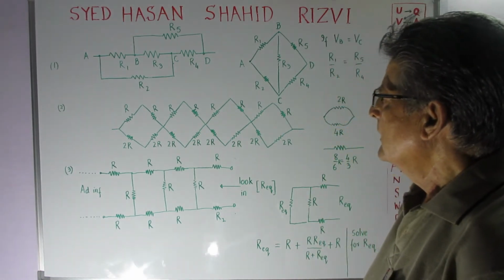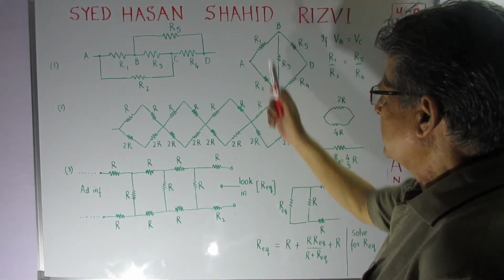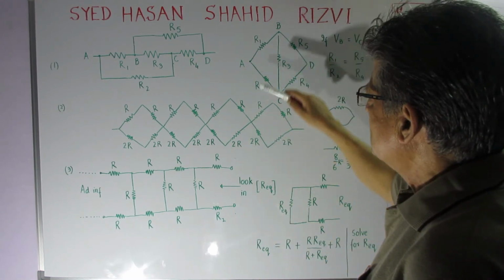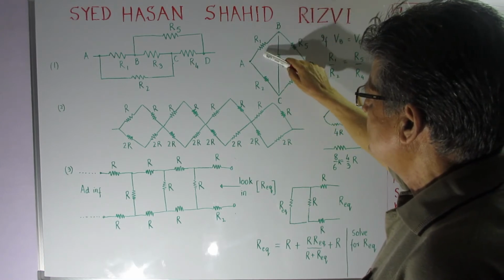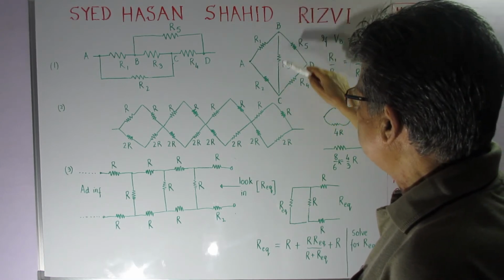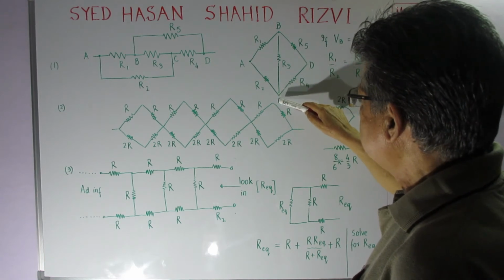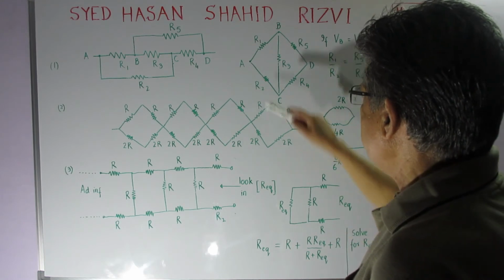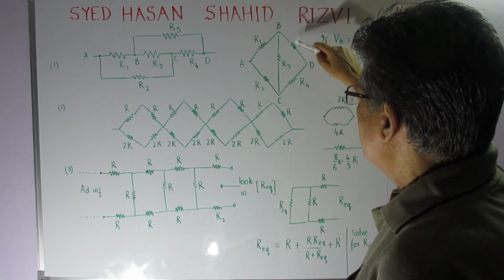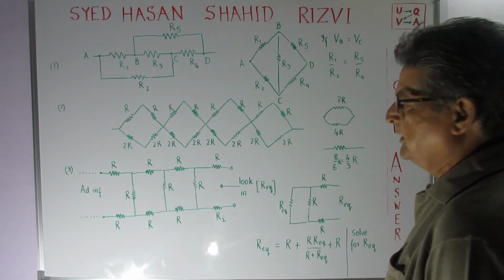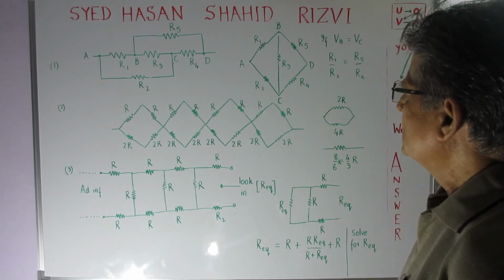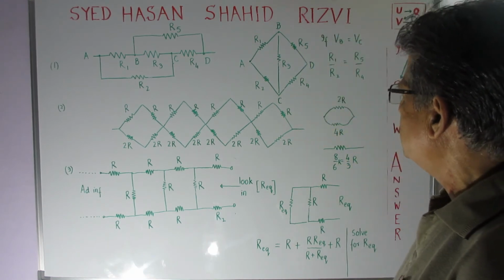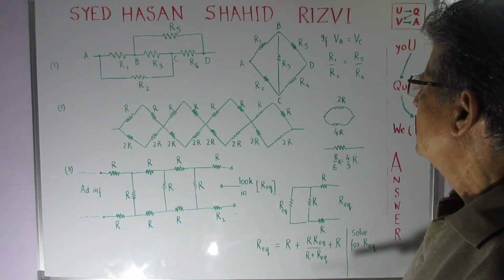Now I am just drawing it again in the form of a Wheatstone's bridge. So A to B there is R1, and B to C there is R3, and C to D there is R4. R2 is between A and C, and R5 is between B and D. So naturally now this becomes a kind of Wheatstone's bridge arrangement.